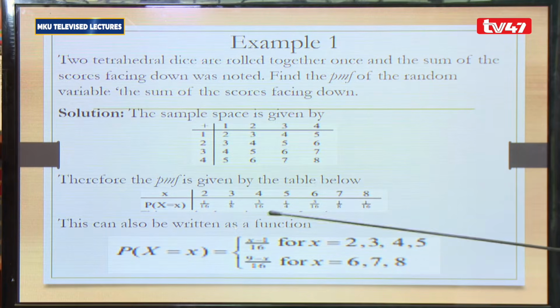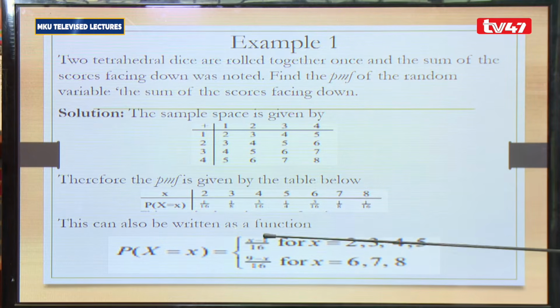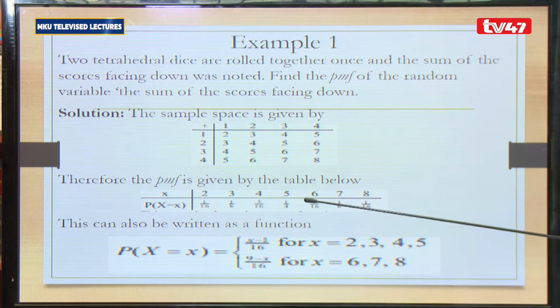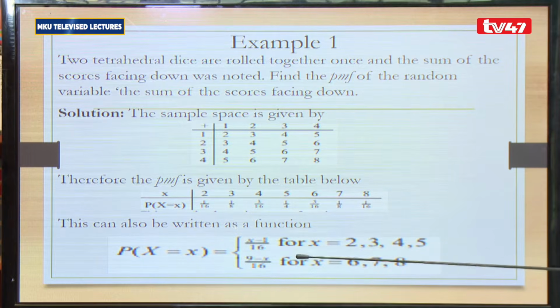And this PMF can generally be written as X minus 1 for values of X in these tables, which are 2, 3, 4, and 5. So if you're using the upper part of this distribution given here, then it's only for the cases 2, 3, 4, and 5. But for 6, 7, and 8, we use the case 9 minus X over 16.